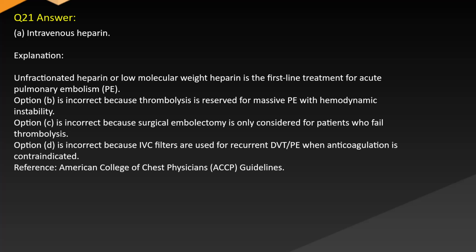Answer A. Intravenous heparin. Explanation: Unfractionated heparin or low molecular weight heparin is the first-line treatment for acute pulmonary embolism. Option B is incorrect because thrombolysis is reserved for massive PE with hemodynamic instability. Option C is incorrect because surgical embolectomy is only considered for patients who fail thrombolysis. Option D is incorrect because IVC filters are used for recurrent PE when anticoagulation is contraindicated. Reference: American College of Chest Physicians, ACCP guidelines.